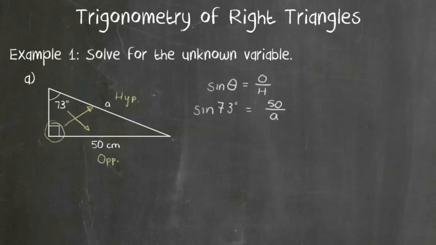Here we want to isolate a, so we're going to multiply by a on both sides. On the right side, my a's are going to cancel, leaving me with a times the sine of 73 is going to equal 50.